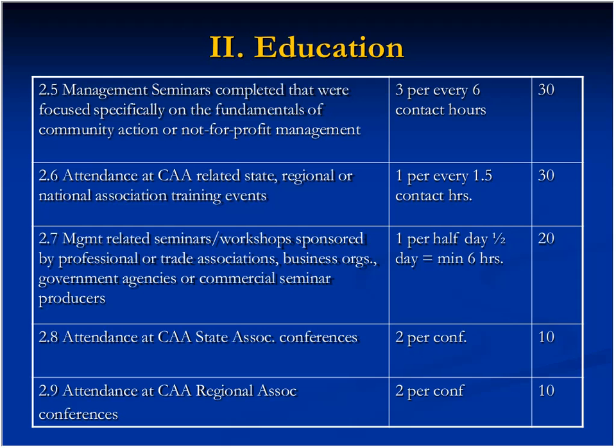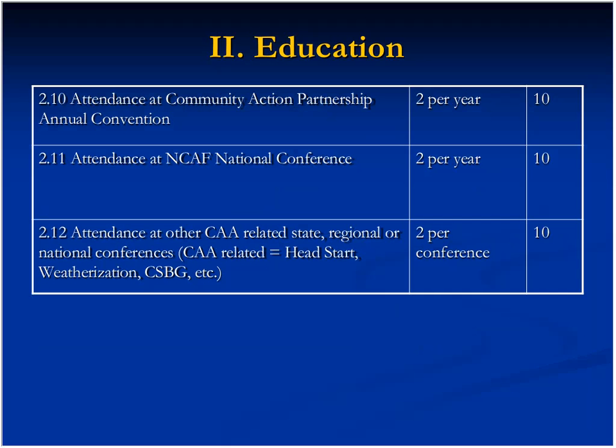2.9 for regional association conferences, 2.10 for the Community Action Partnership's annual convention, 2.11 is for your attendance at the National Community Action Foundation National Conference that happens only in March every year in Washington, D.C. That's 2 points per year participation.